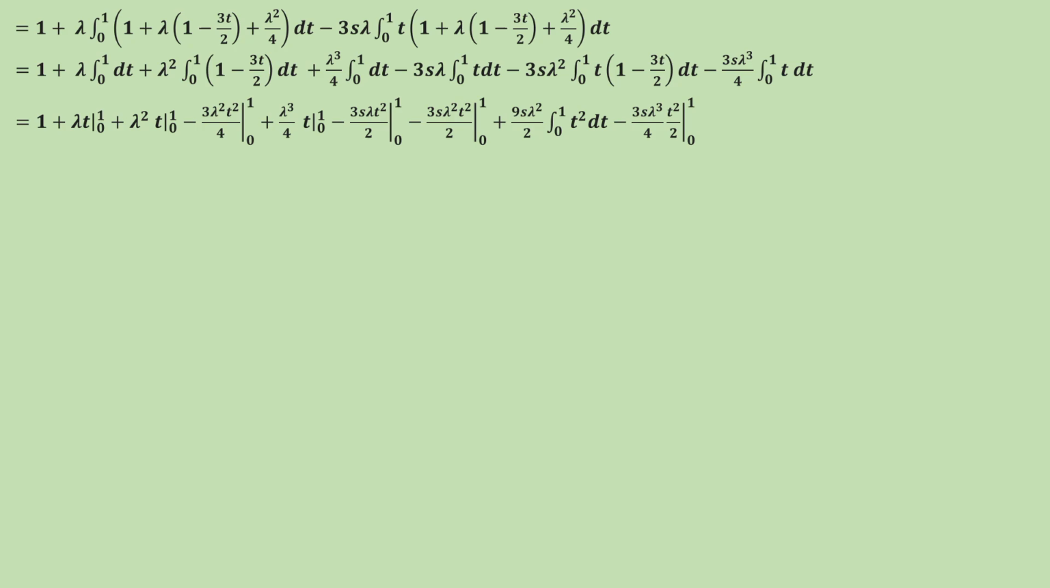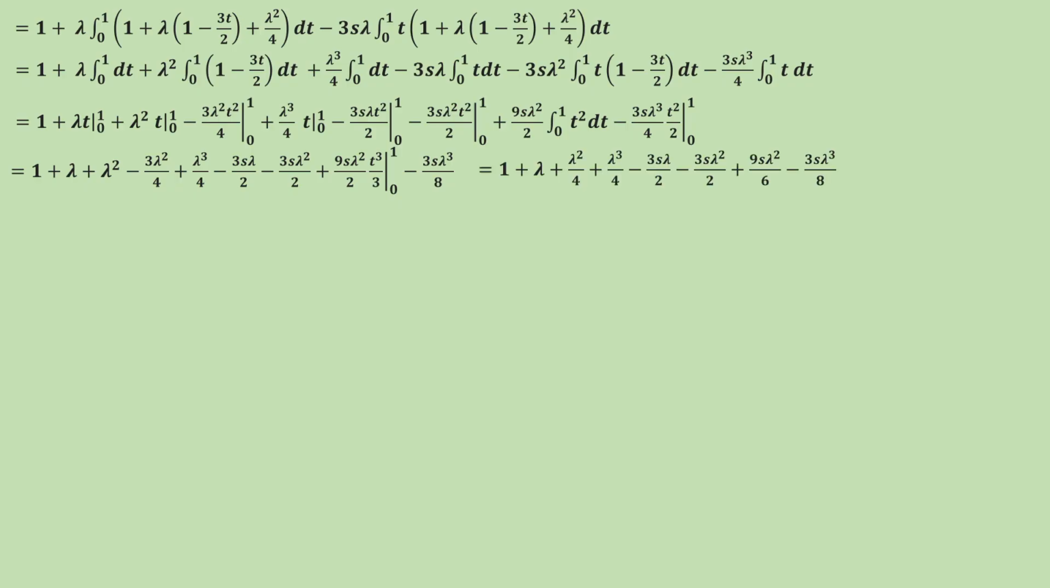Therefore you will get t into t square, right? So already one t is outside, right? So t into t, integral 0 to 1 t square dt. Then the last one, minus 3s lambda cube by 4, the integral of t dt is t square by 2, lower limit 0, upper limit 1. So substituting the limits we will get 1 plus lambda square minus 3 lambda square by 4 plus lambda cube by 4 minus 3s lambda by 2 minus 3s lambda square by 2 plus, the integral of t square dt is t cube by 3, 9s lambda square by 2 t cube by 3, lower limit 0, upper limit 1, minus 3s lambda cube by 8.